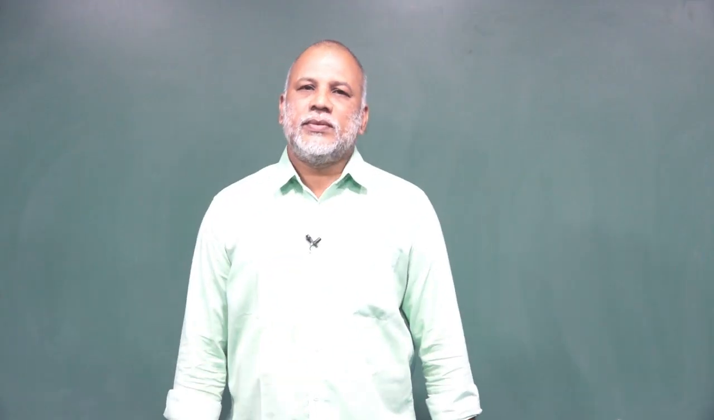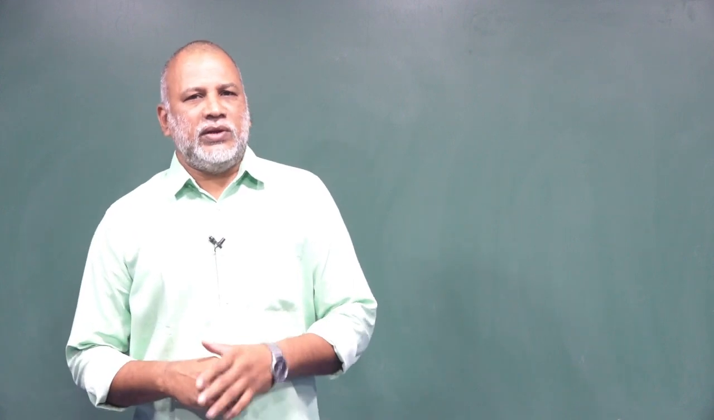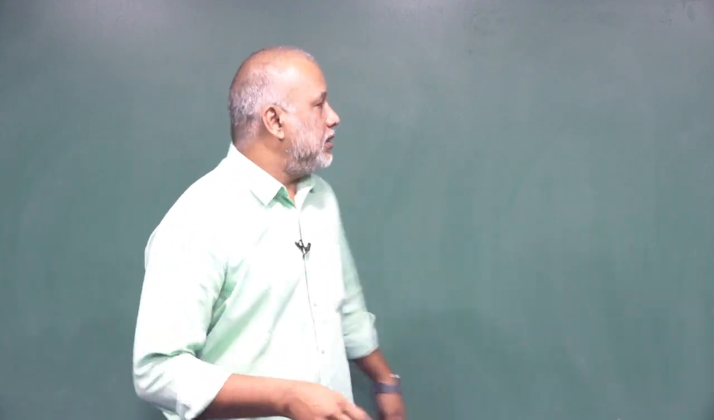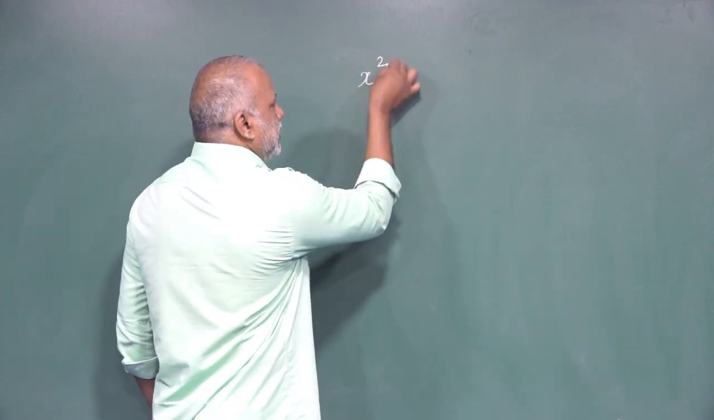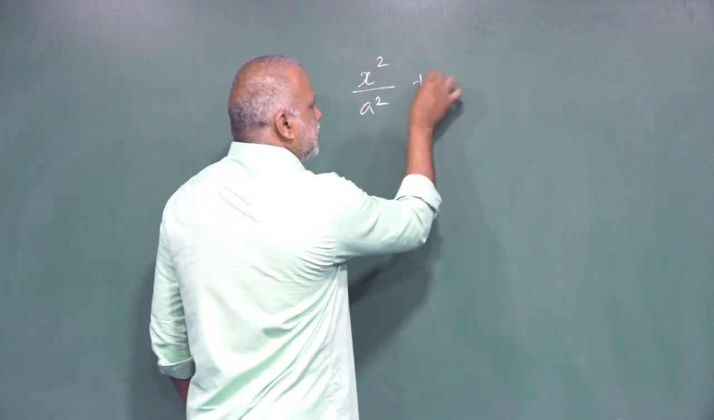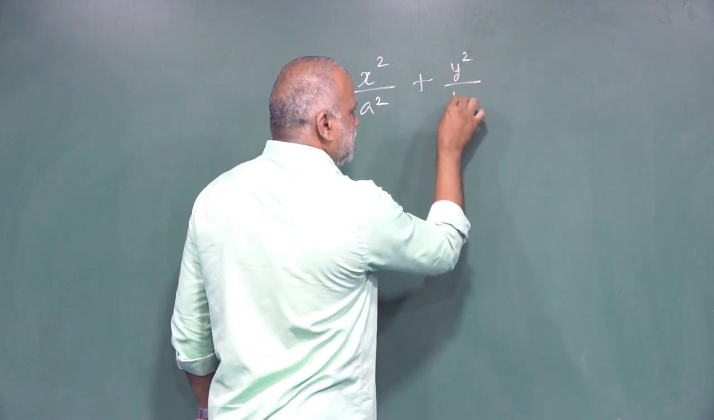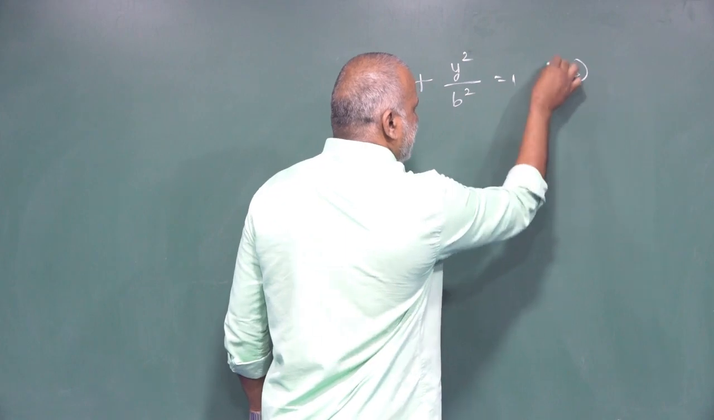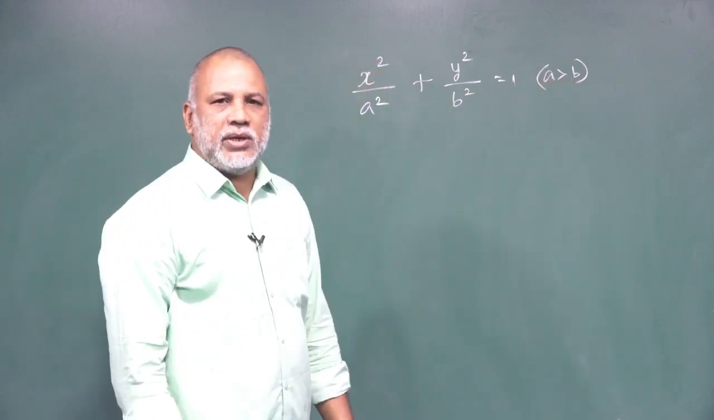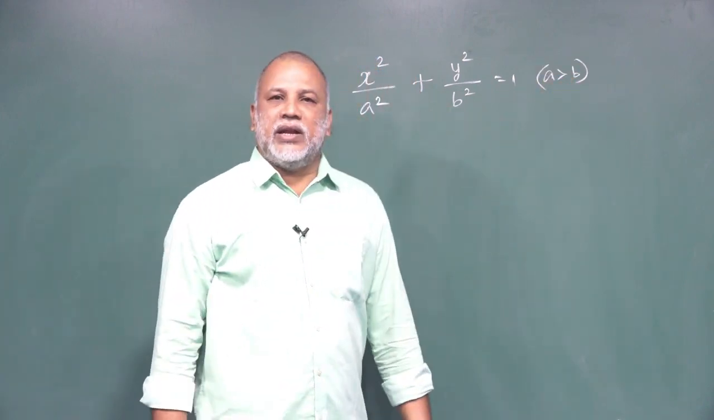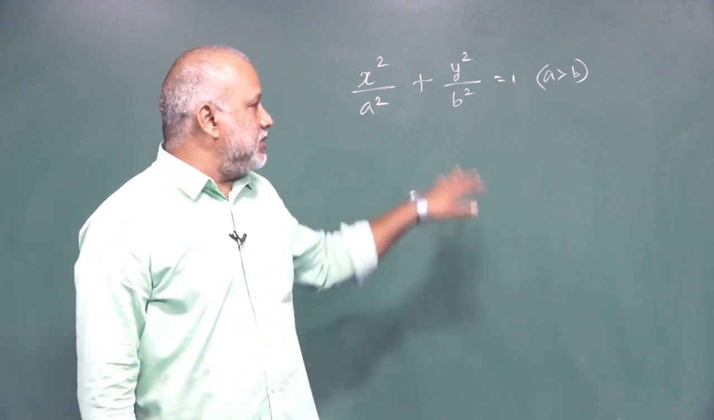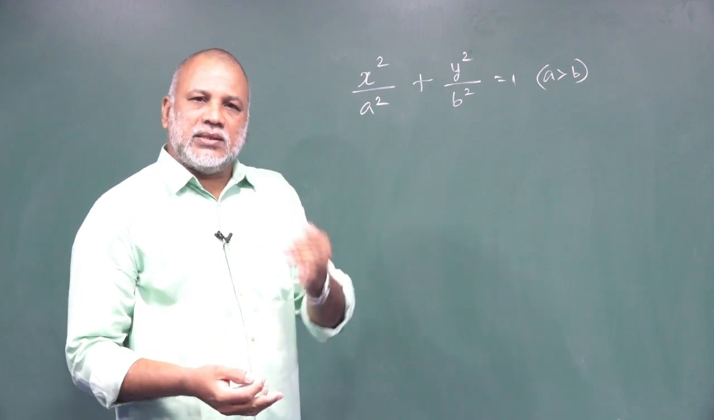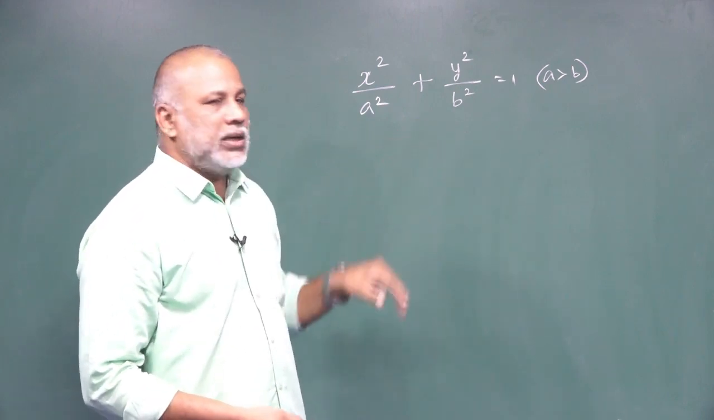Good morning, students. In the previous class, we discussed the standard equation of an ellipse: x squared by a squared plus y squared by b squared equals 1, where always a is greater than b. This is the standard equation of an ellipse. We already derived it. Today, once again, we are going to analyze some more logics on this ellipse.